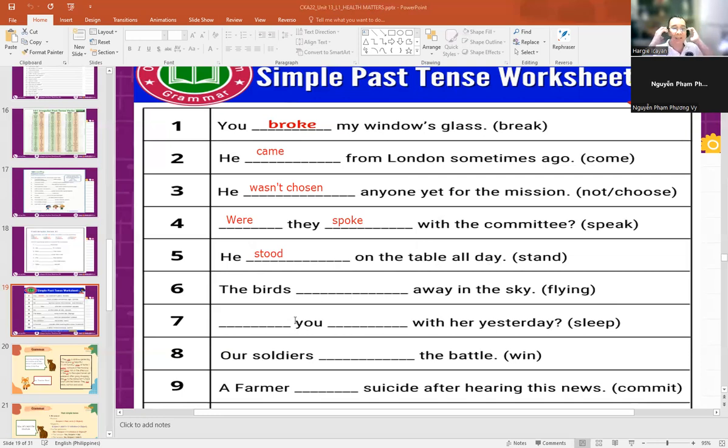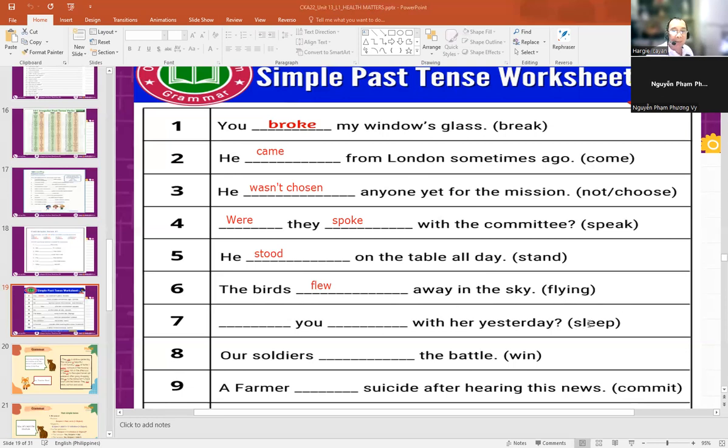Next, number 6. The birds blank flying or away in the sky. So the base form is fly. What's the past tense of fly? So the birds flew. Okay? Flew away in the sky.